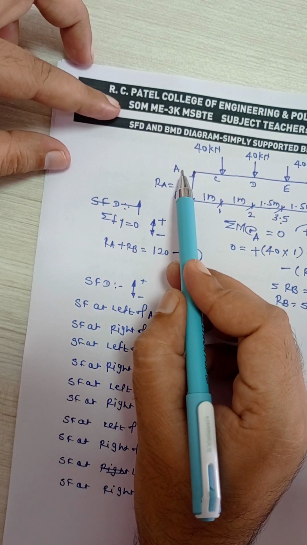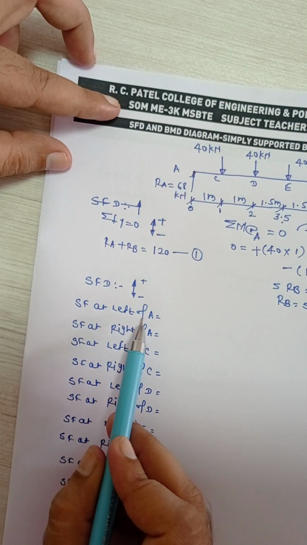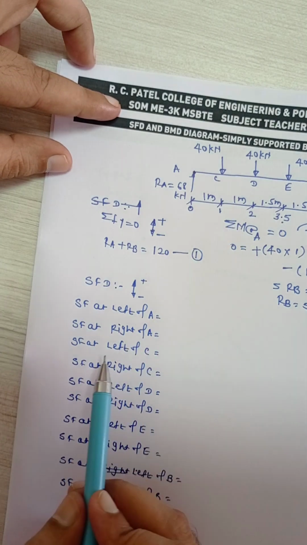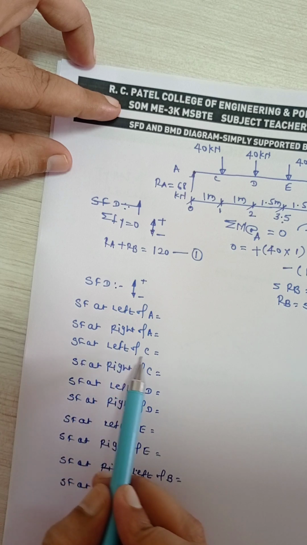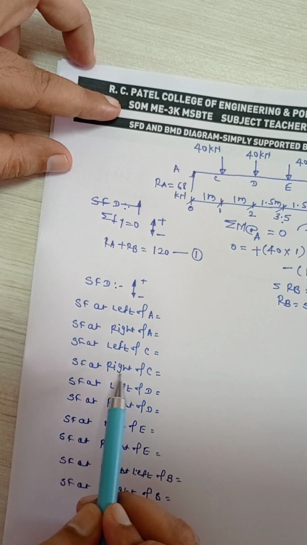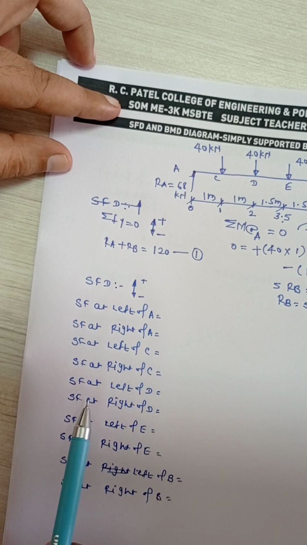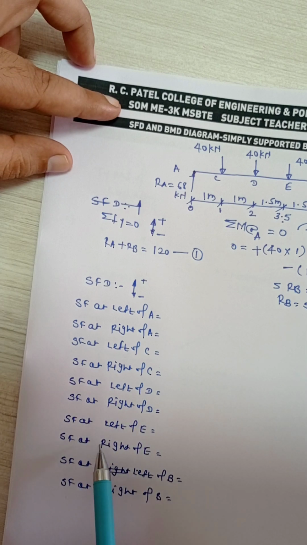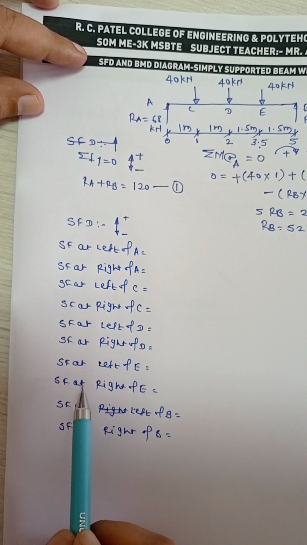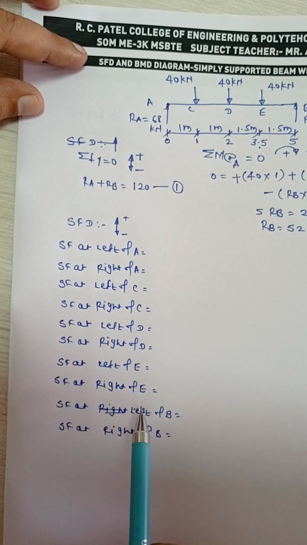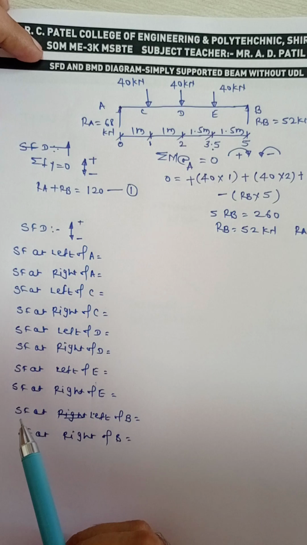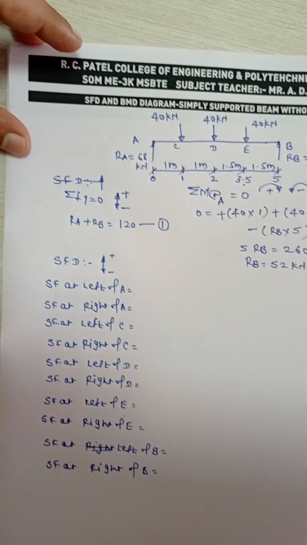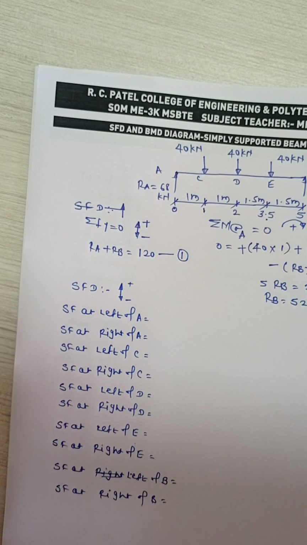If point is A, then write the SF at left of A and SF at right of A. Now point C is there. Write down SF at left of C and SF at right of C. For point D, write down the SF at left of D and SF at right of D. For point E, write down SF at left of E and SF at right of E. And for point B, write down the SF at left of B and SF at right of B. This is a standard method to solve the SFD and BMD.